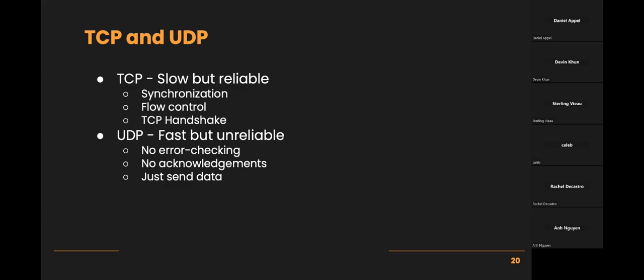UDP is a little bit different. This would be the kind of protocol you would use when watching a video on YouTube or Netflix. It's a lot faster than TCP, but it's not as reliable. And like it says here, there's no error checking or acknowledgements. It's literally just sending data to a specific socket.